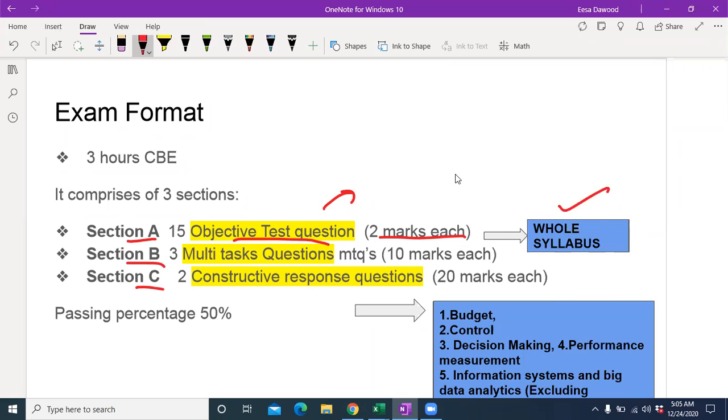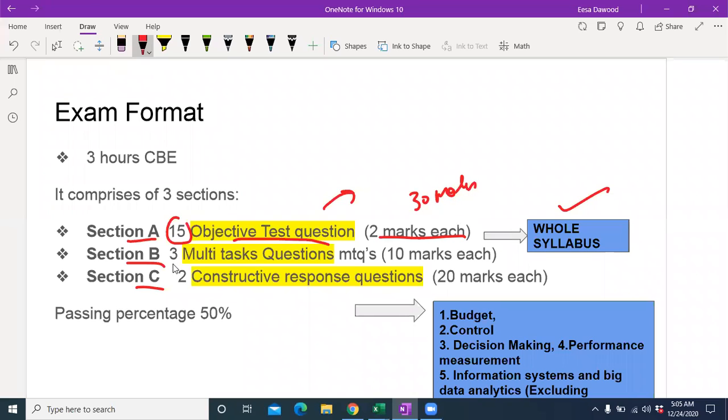There are big, huge areas in the PM exam. We're also going to look at each individual area. So the question can come from the entire area. So it's 15 objective test questions, 2 marks each. So that makes 30 marks for Section A.